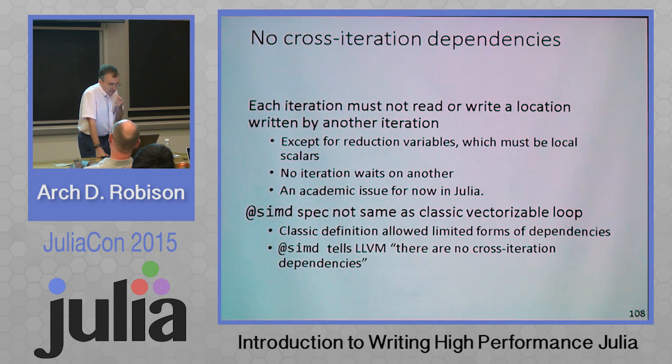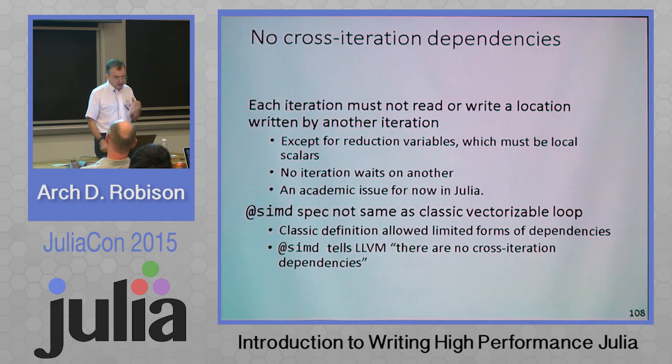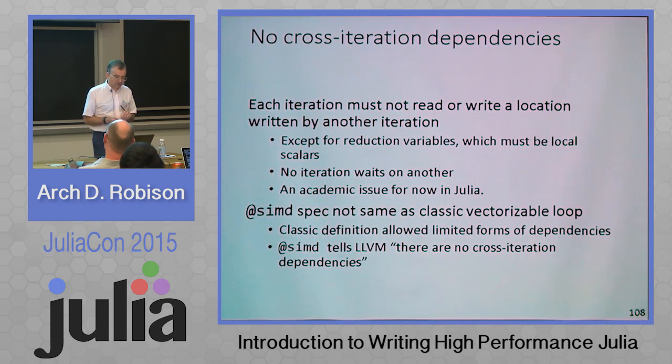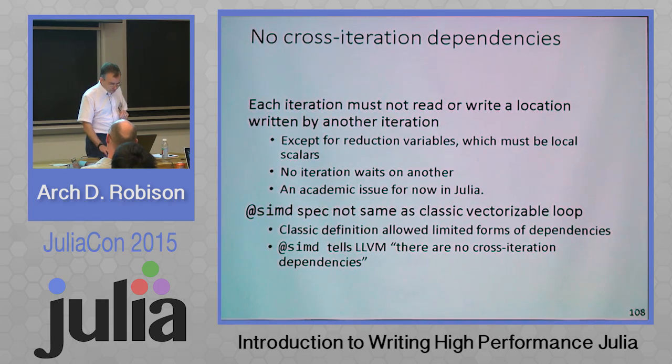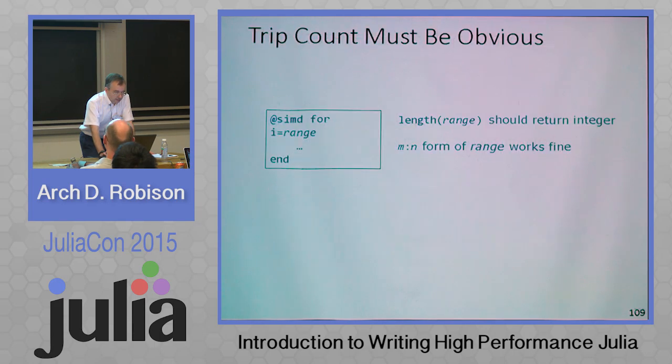Another remark: the SIMD right now is not the same as a classic vectorizable loop. I hope maybe in the future to fix things, but it requires deep LLVM fixing, and it depends upon the outcome of certain C++ committee debates. The trip count must be obvious. That's easy. Just use the plain for loop syntax.